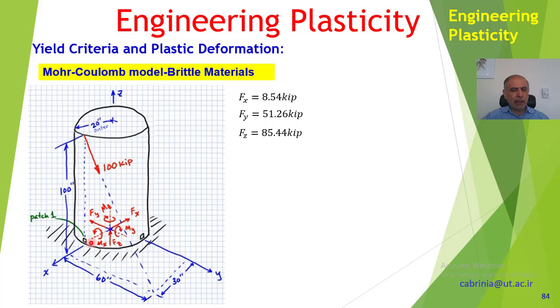Now we are going to find the moments of Fx, Fy, Fz about the x, y and z axes. So Mx is the component of the force in the y direction, about the x axis. That is 51.26 in that direction times 100 inches, which becomes 5126.1 kip inch.